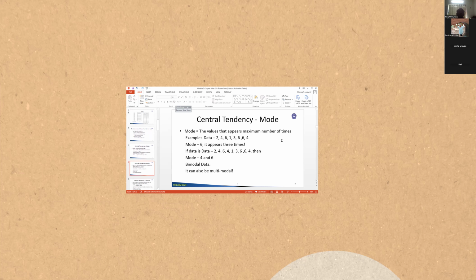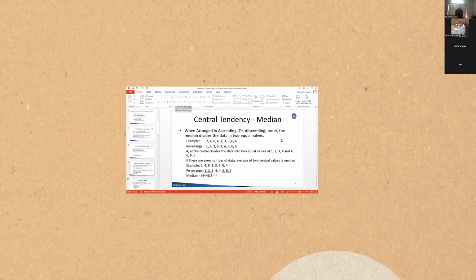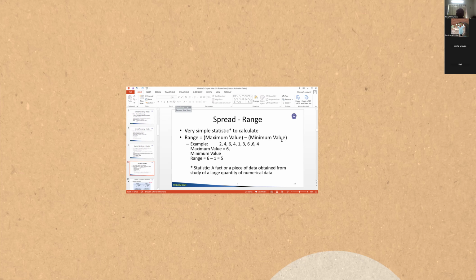So we did the mode, then we did the median. Now the range in this data, the range is 6 minus 1, that is 5. That's a statistic, a fact or piece of data obtained from a study of a large quantity of numerical data. So what you get is the statistic. In this case, the range is the statistic, which is 5.